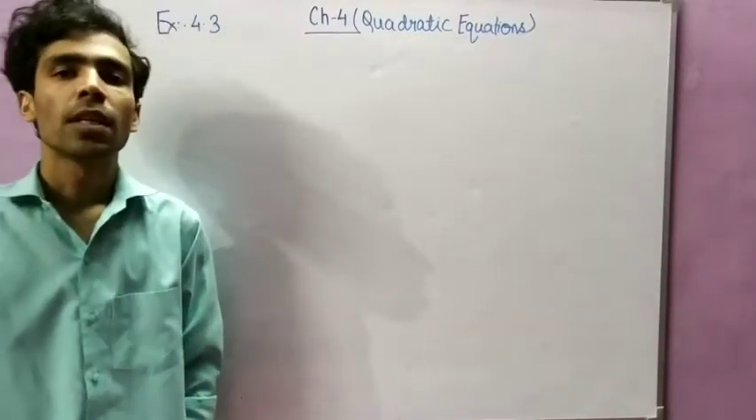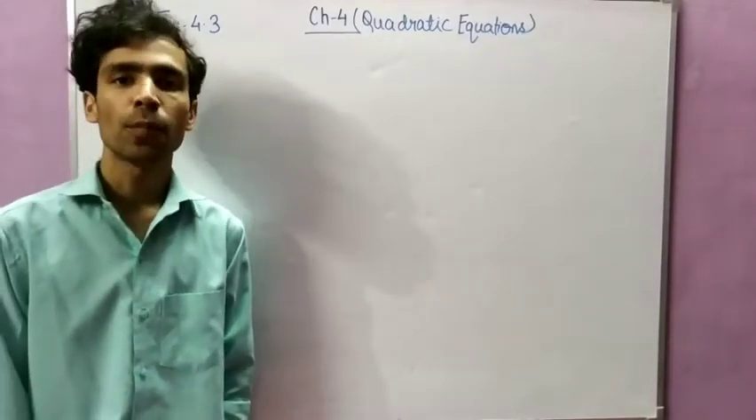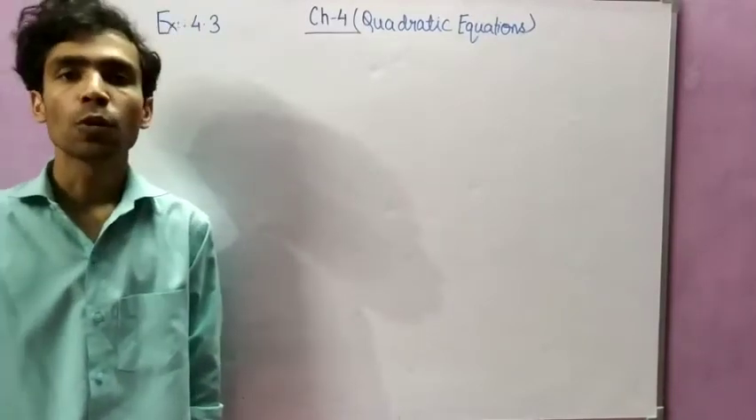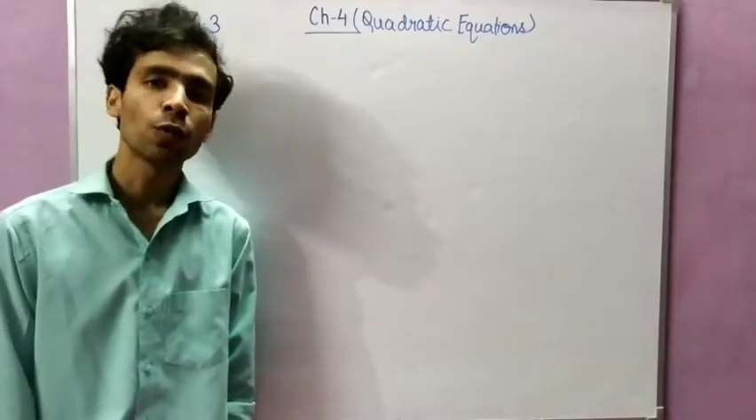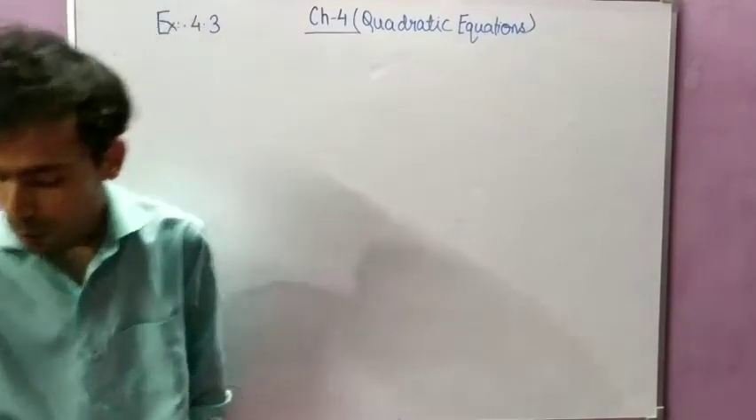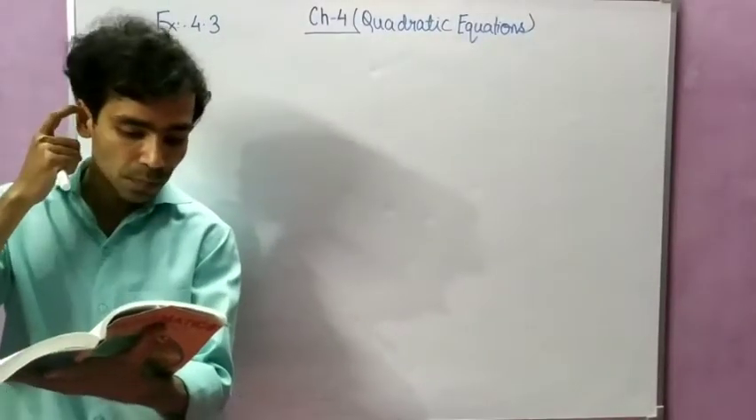So students, in the previous part of the video, we solved exercise 4.3 up to question number 9, and I gave you two questions as homework. I also told you that out of the two questions, I will explain only one and one is for you. Question number 10 is similar to question number 8.